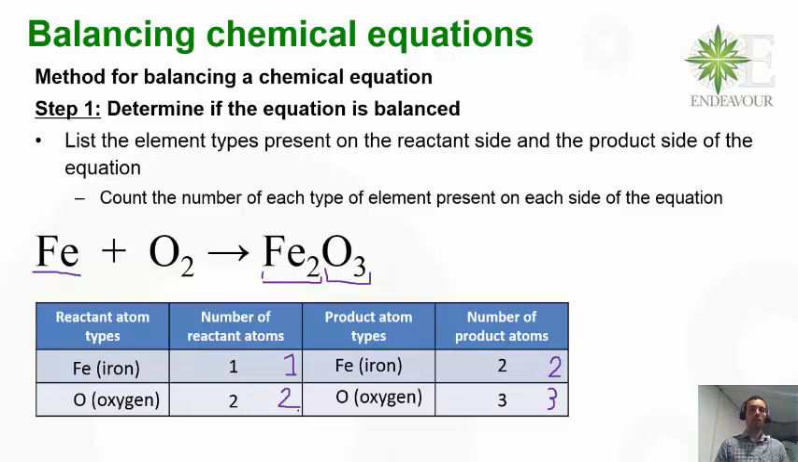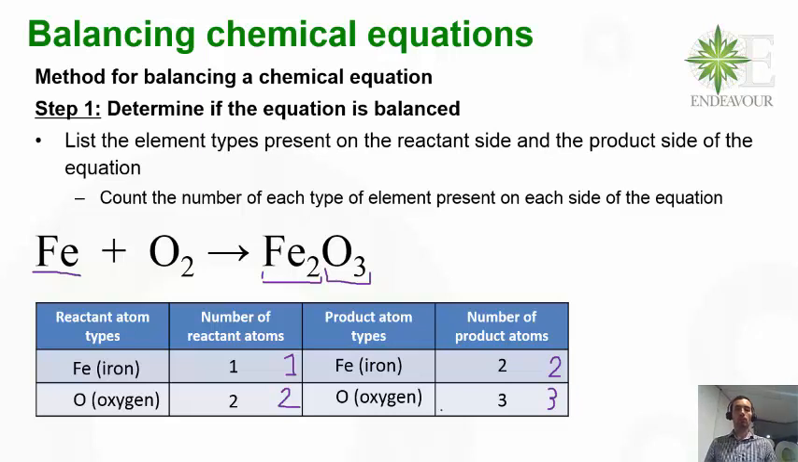So you can see here that the chemical equation is not balanced. Why isn't it balanced? Because the number of Fe atoms is different on the reactant and product side, and so is the number of oxygen atoms on the reactant and product side. So essentially the chemical equation is unbalanced, so it's not a proper representation of the chemical reaction.